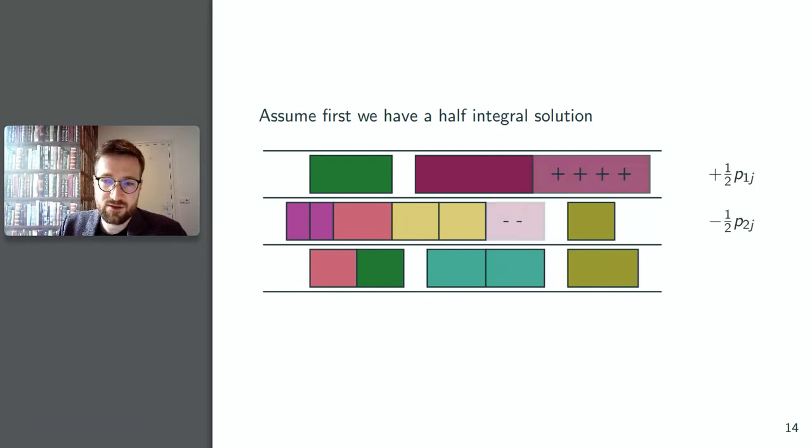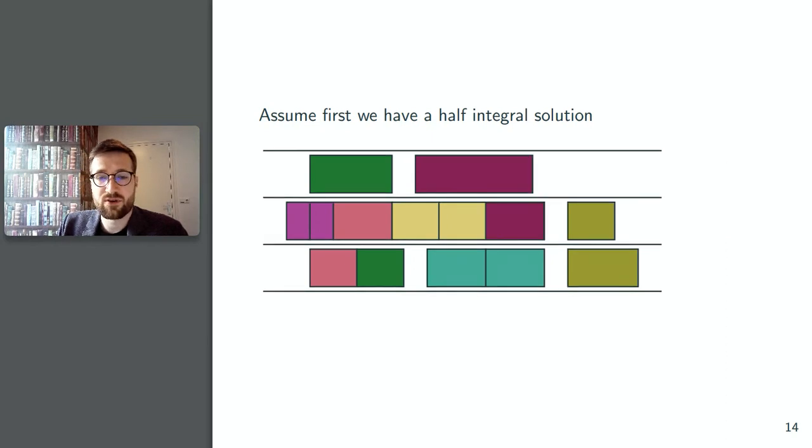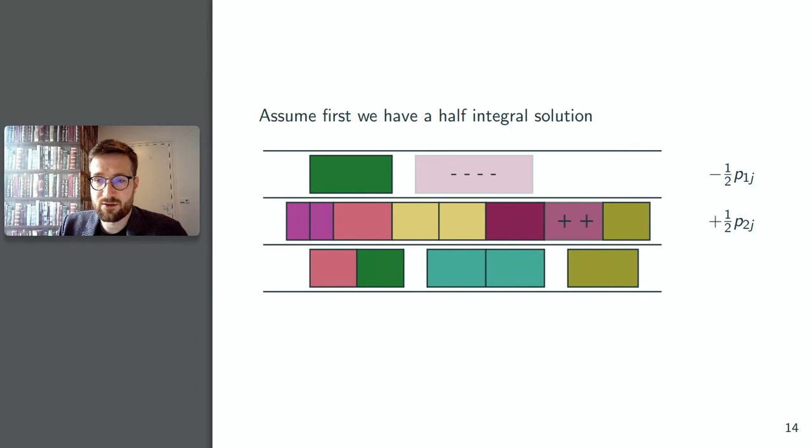So a natural thing to do when you want to round this half integral solution is to consider 2 options. Well, you could either completely move the job to the first machine where it is partially assigned to, so basically increase the load on the first machine by 1/2 times the job's processing time, and reduce on the second machine the load by 1/2 times the job's processing time. Or you can do the opposite, so decrease the load of the first machine by half of the job's processing time, and increase the load on the second machine by half of the job's processing time.